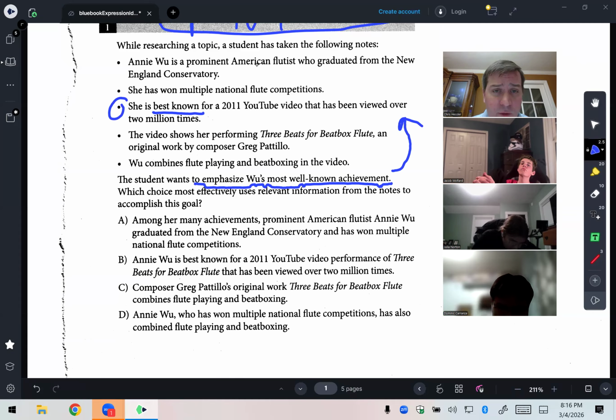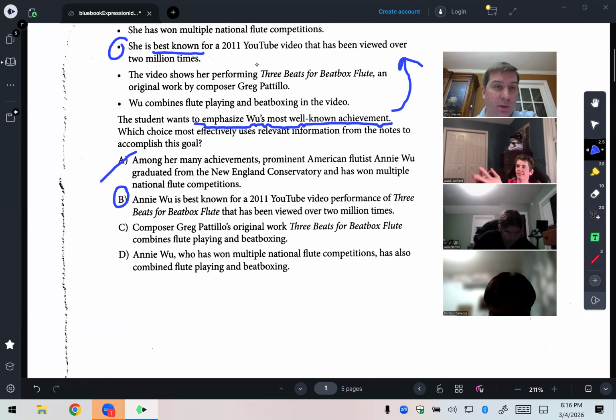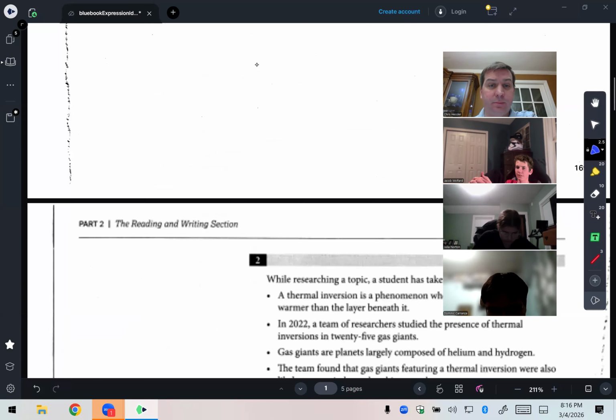A. Among her many achievements, prominent American flutist Annie Wu graduated from New England Conservatory and has won multiple national flute competitions. That's not what she is best known for. Annie Wu is best known for the YouTube video. So that was an easy one, but they get harder, obviously. Let's see if the next one's any harder.